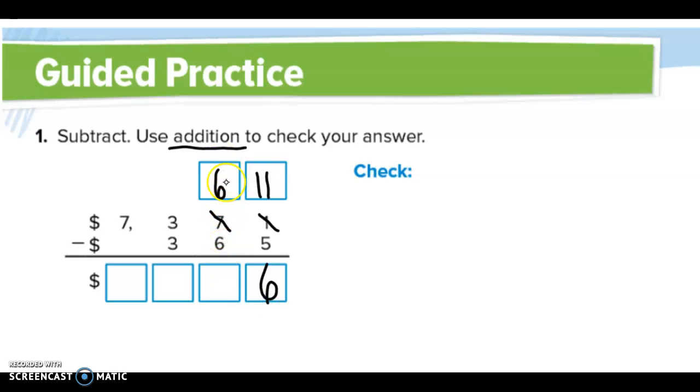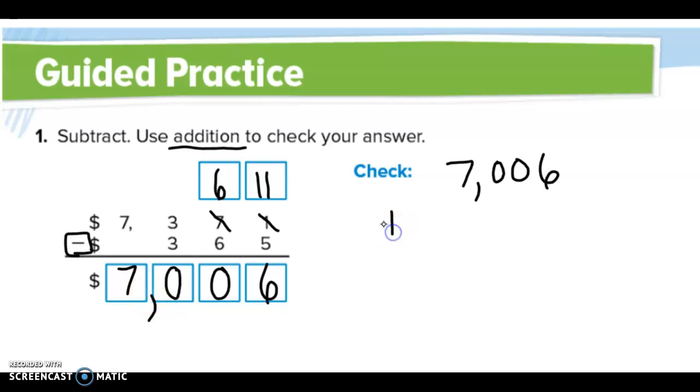Now we go to our tens. 6 minus 6 is 0. 3 minus 3, I can do that without even regrouping. And 7 minus nothing is still going to be 7. Remember to bring down that comma right in between your hundreds and your thousands place. So I think the answer is 7,006. To check it, I'm going to write that number. I'm going to use the inverse operation. So since I subtracted to get this answer, I'm going to add to check my answer. And I'm going to add it to that middle number, 365.